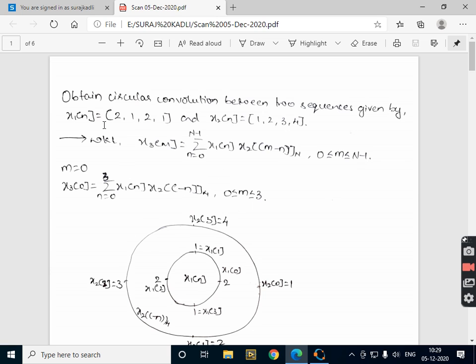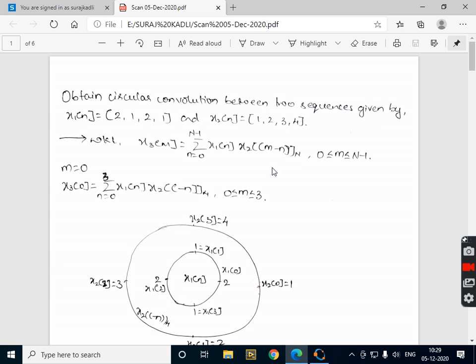Now just for the implementation sake, let us consider two 4-point discrete time sequences, x1 of n: 2, 1, 2, 1, and x2 of n: 1, 2, 3, 4. For these two sequences, circular convolution x3 of m is defined as summation n equals 0 to N minus 1 of x1 of n multiplied by x2 of (m minus n) modulo capital N. Now x2 of (m minus n) modulo N is due to circular symmetry.